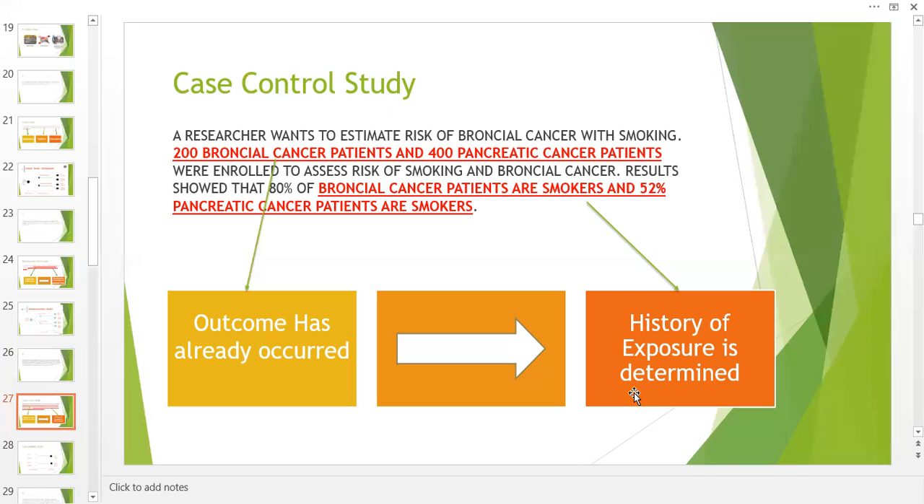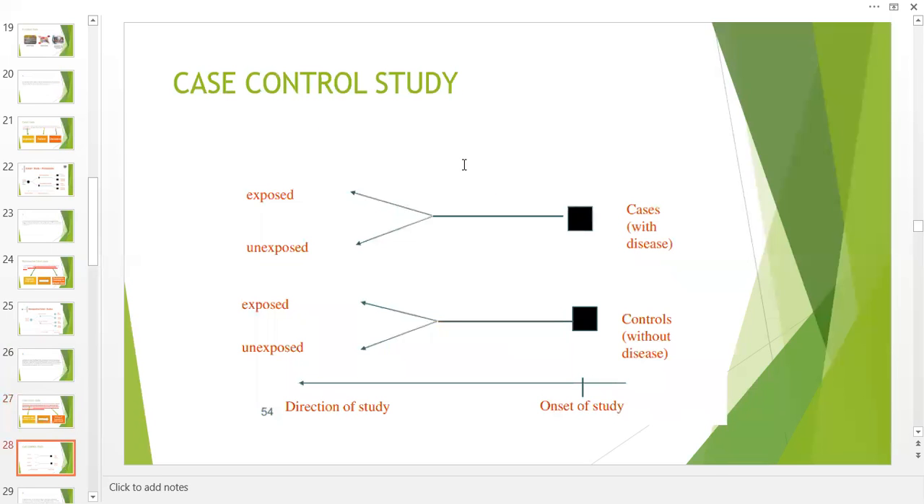Dr. Mehreen, how would you explain this? Ma'am, in this scenario, there were 200 bronchial cancer patients, which were the cases, and as controls, 400, which is 1:2, 400 pancreatic patients were the controls in this scenario.